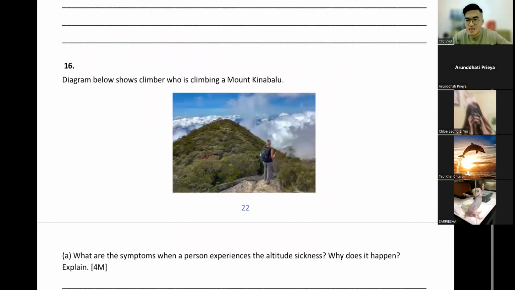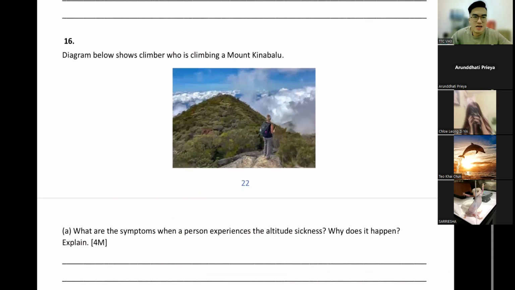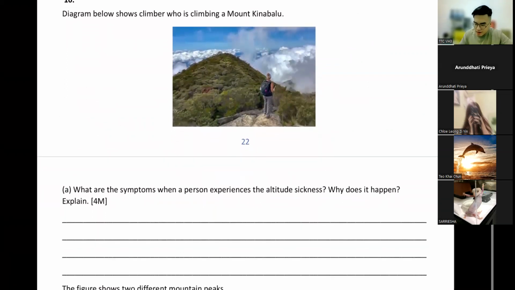Okay, let's look at 16 because I want to talk about this K part one. The diagram below shows a climber who is climbing Mount Kinabalu. So, what are the symptoms when a person experiences altitude sickness? And why does it happen?